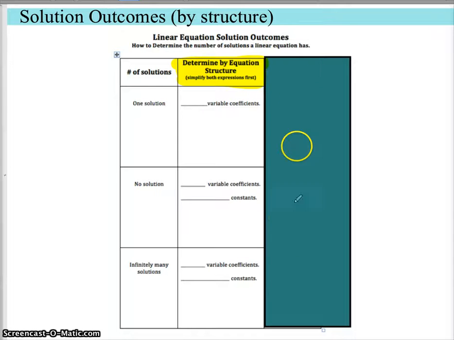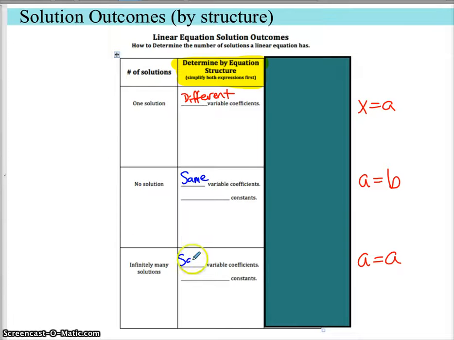So we filled in this last column yesterday. If it's one solution, you have x equal to a number. If it's no solution, you had a number equal to a different number. If it's infinitely many solutions, you've got a number equal to itself. Today we're focused on how to tell by structure. If there's one solution, they will have different variable coefficients. If it's no solution, they will have same coefficients. Infinitely many solutions will also have same coefficients.